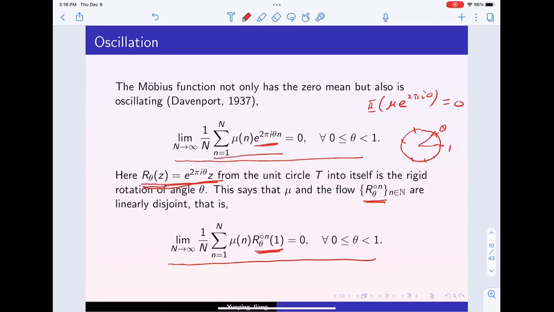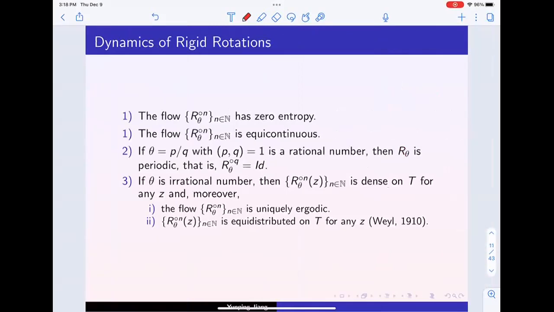So here I want to talk a little bit about the dynamics of rigid rotation. First, this flow of rigid rotation has 0 entropy. I'm talking about topological entropy, right? 0 entropy. Another thing is this one is so-called equicontinuous. I think if you know what equicontinuous is, that's fine. But later I will give you a different definition, right?